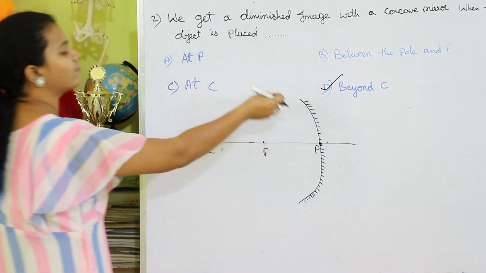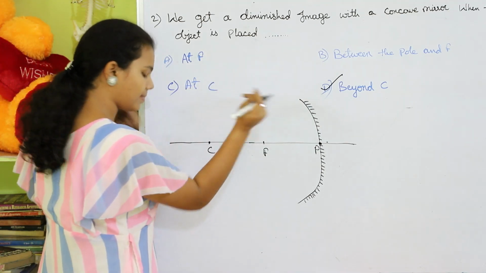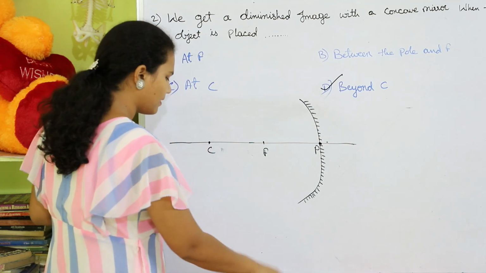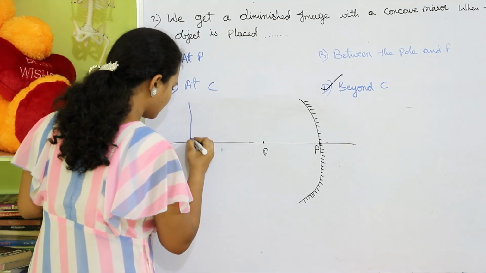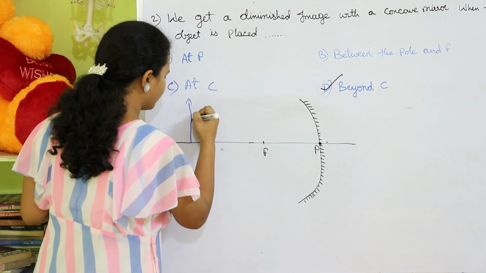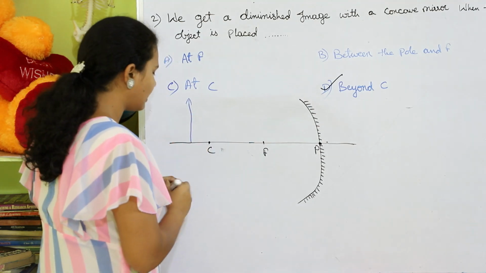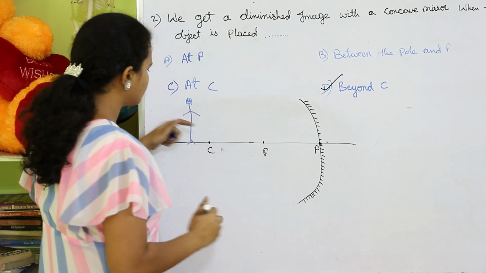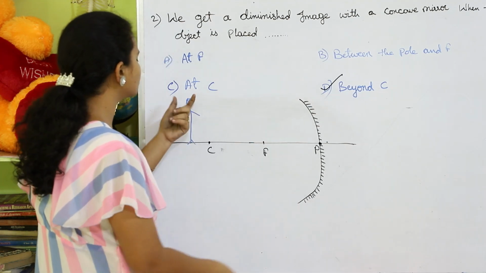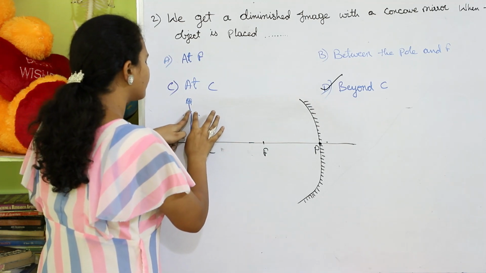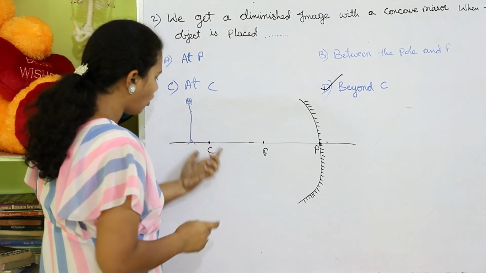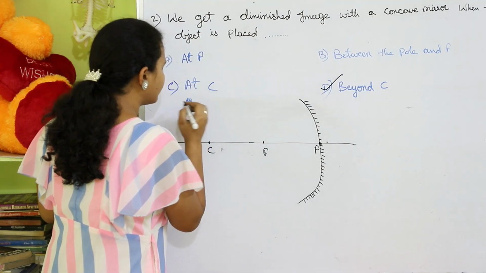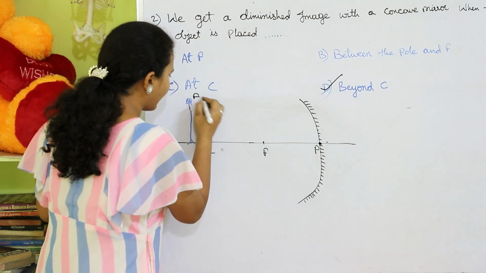Now if we place the object beyond C, we will get a diminished image, right? So let me place the object beyond C. Let this be the object, guys. This is the person, the man, with hands and legs. So this is the object that we got. Let this be A and let this be B.